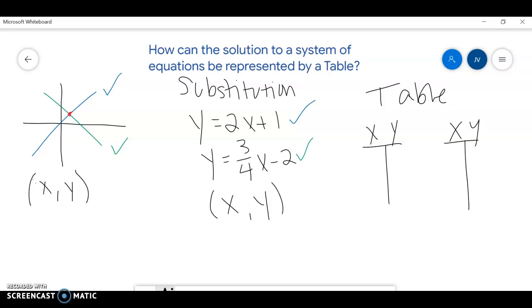So using these tables, how can we find the solution? What has our solution been this whole time? A point. Each time it's been a point. So this time we're also going to be finding a point. In the graph situation, we looked right here where they crossed. In substitution, first we found x, we substituted again, and then we found y. In a table, what do we look for to find the solution?